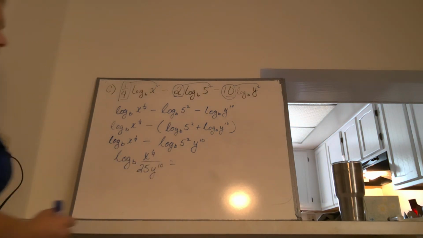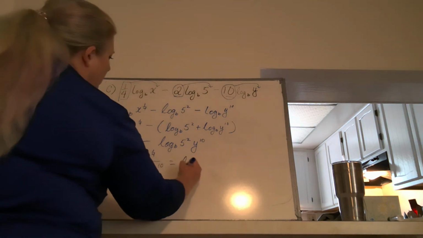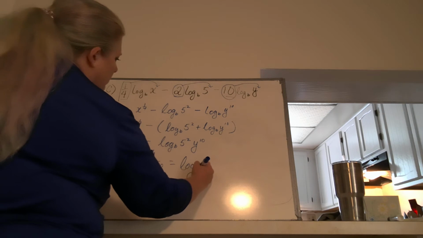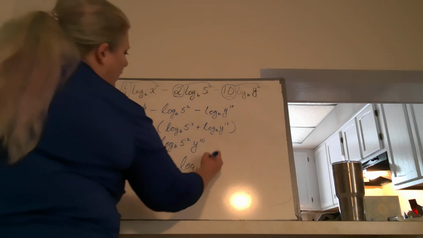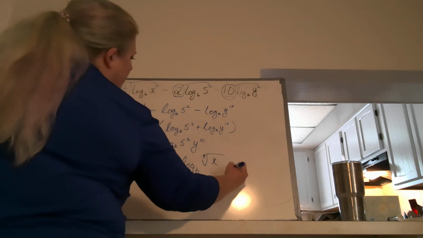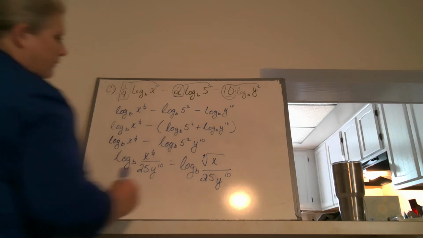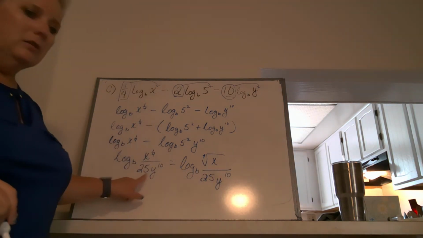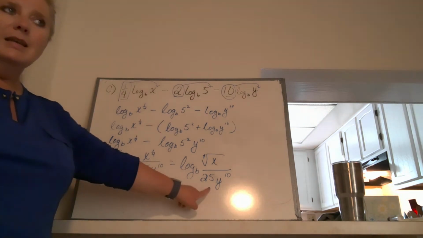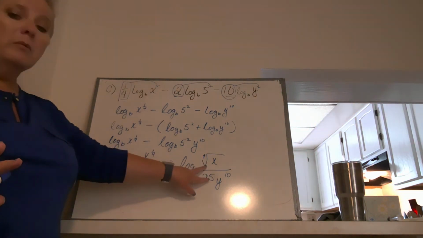In the textbook, it wanted it switched to radical form. So the textbook's answer was the log base b of the 4th root of x over 25 y to the 10th. Okay, I would accept either or this. Now Math Excel would probably want it like this.